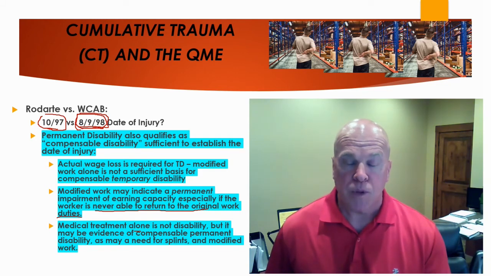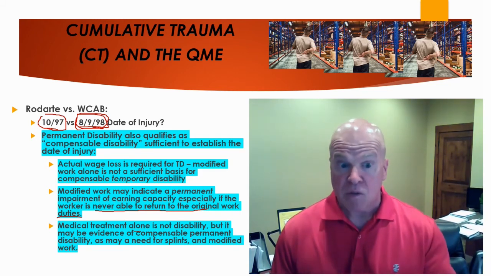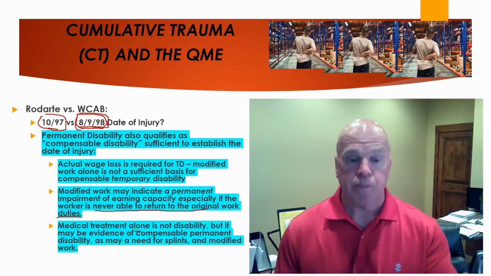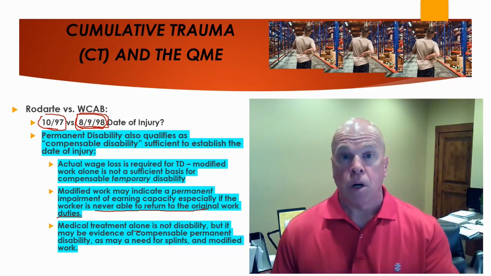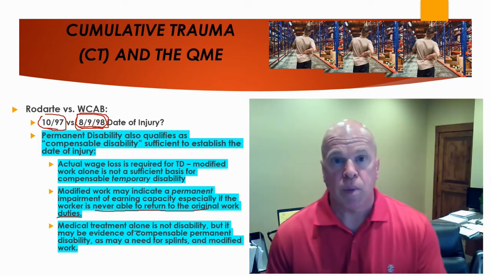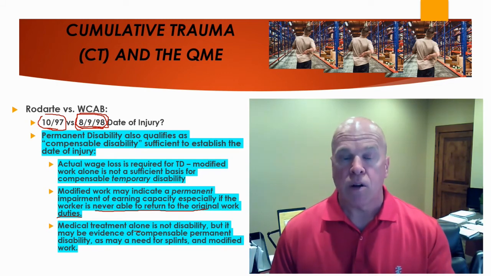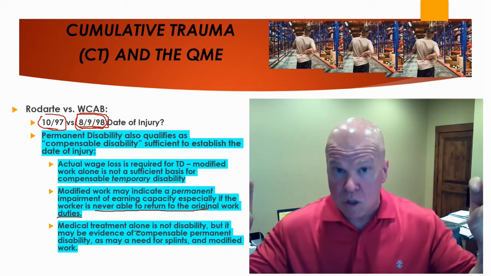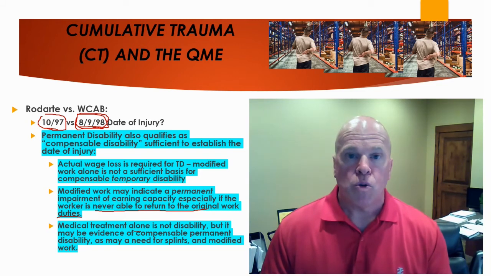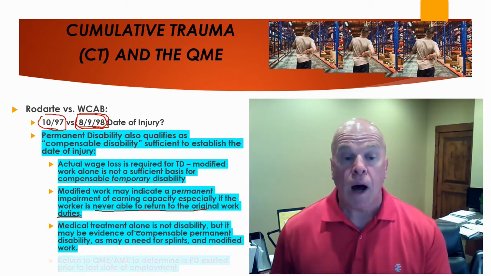it may be evidence of a compensable permanent disability, as may a need for splints, as may a need for modified work. So the conclusion of the WCAB is that these findings of medical treatment, of a need for modified work, of a need for splints, are all questions of fact to be resolved by the trier of fact in the determination as to whether or not these findings constitute the disability sufficient to establish the date of injury under Labor Code 5412.